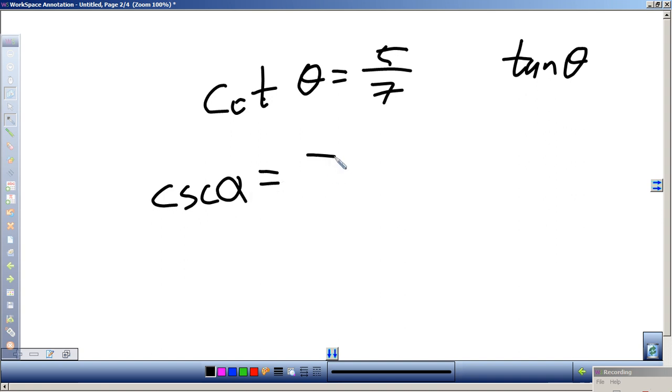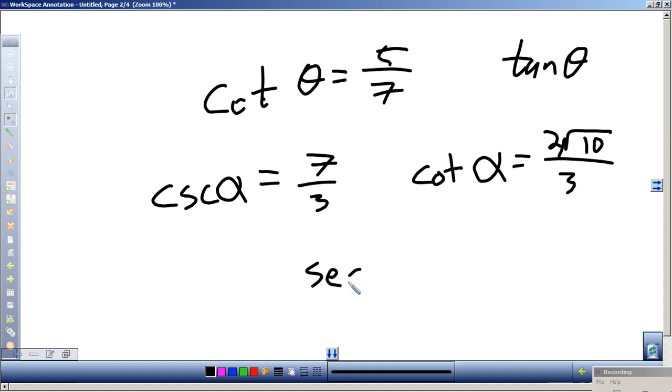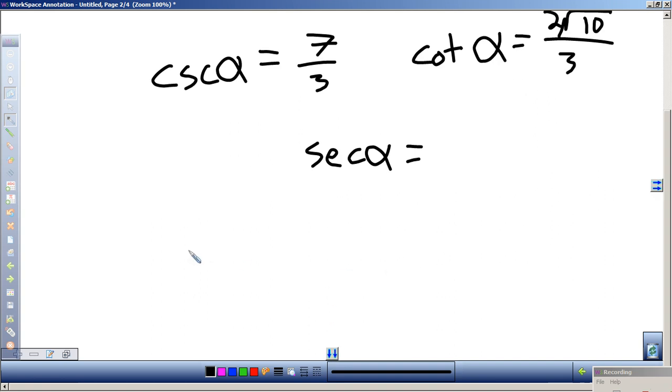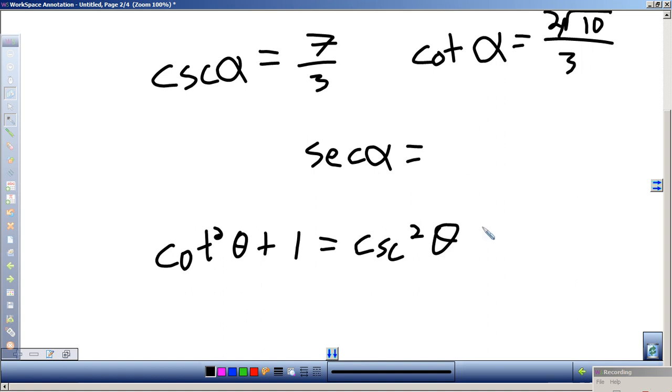Cosecant of alpha is equal to 7/3. Cotangent alpha equals 2 root 10 over 3. Find secant of alpha. Alpha is just like theta, it's just an angle. Which identity involves cosecant, cotangent, and secant? Or is there any? Okay, and what does it say? Okay, is that going to help us in this case?